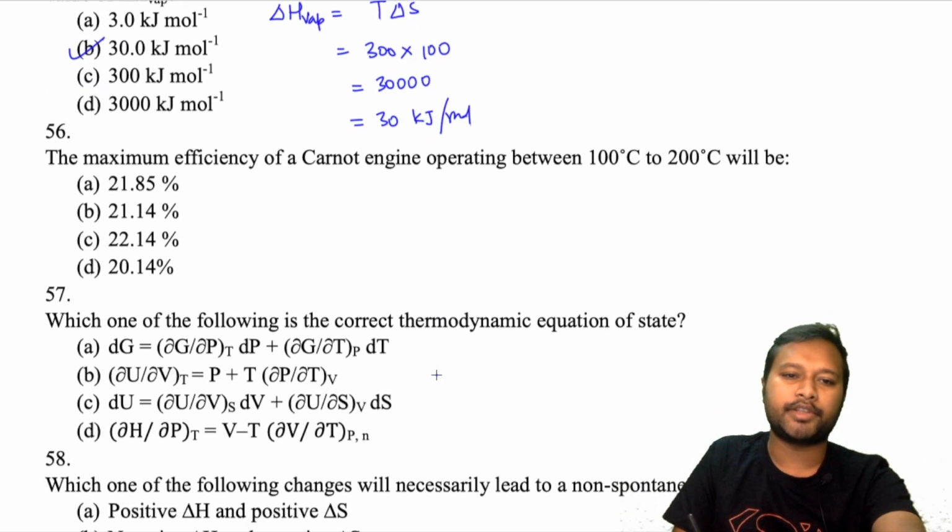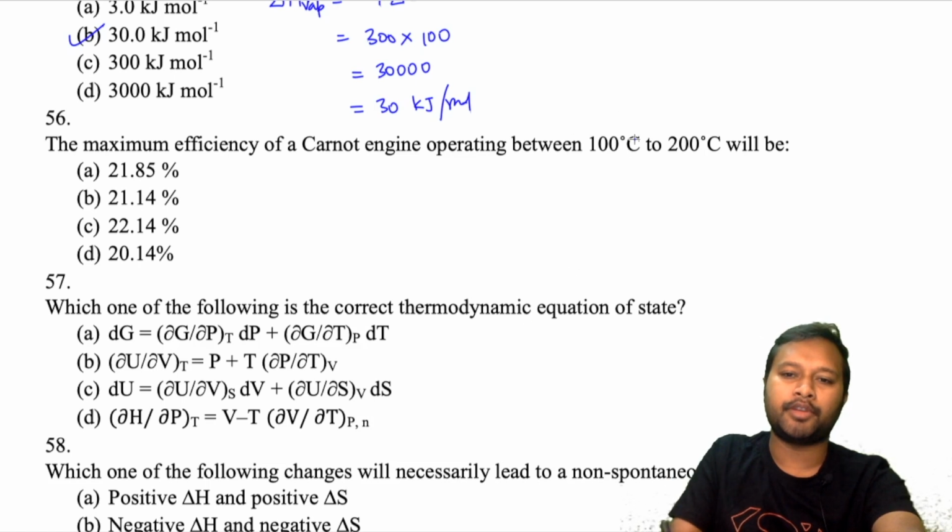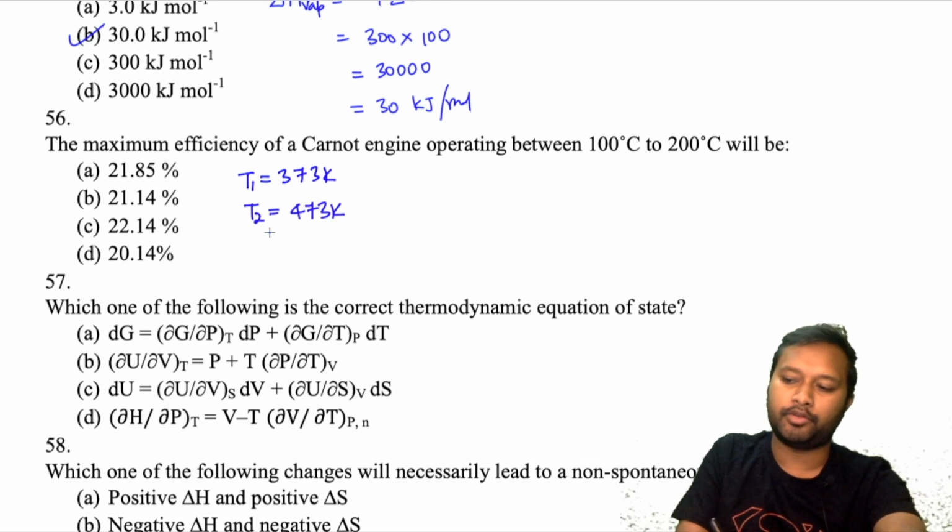Going for the next question, it says the maximum efficiency of the Carnot engine between 100 degrees Celsius and 200 degrees Celsius. Convert the temperatures into absolute temperature. First of all, 100 means 373 Kelvin and 200 means 473 Kelvin. Now do this thing.